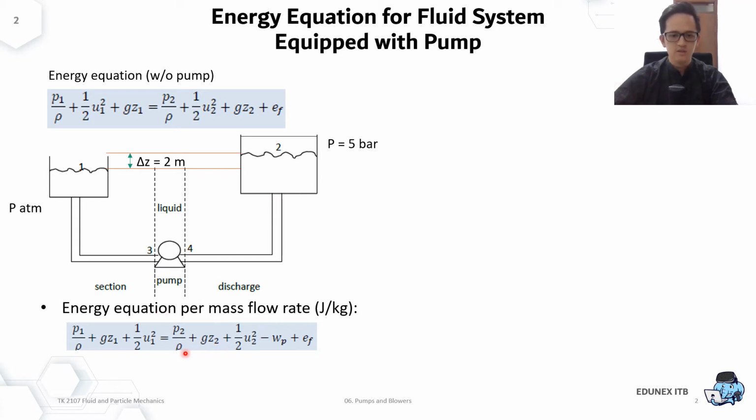So in essence, if we look at this equation, the pump will be used to increase the pressure from P1 to P2, to increase the elevation from Z1 to Z2, and to compensate the friction loss or the EF. The friction loss, of course, can be calculated using the Fanning equation or the Moody equation.